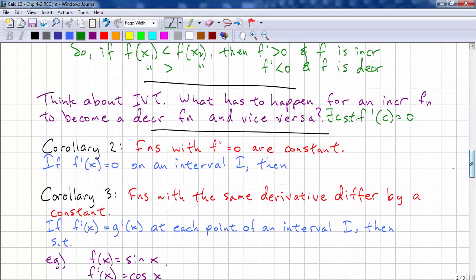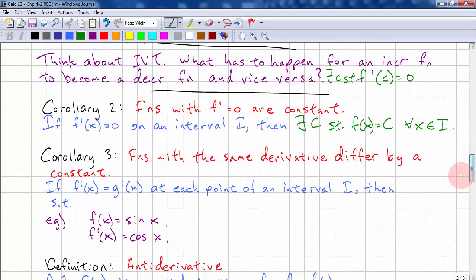So here we have some more corollaries. Functions with the derivative equal to 0 are constant functions. So if f prime of x equals 0 on an interval I, then there exists a big C such that f of x equals C for all x in the interval. So it's going to be just a horizontal line, since the derivative is 0.